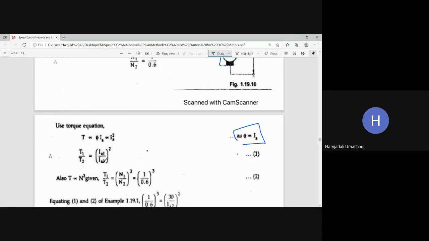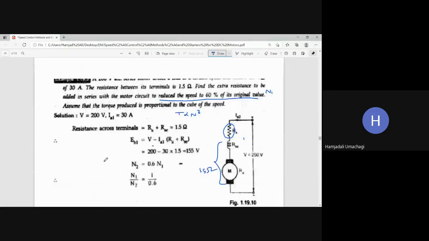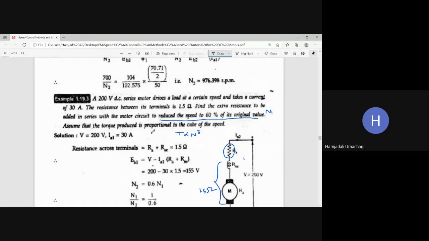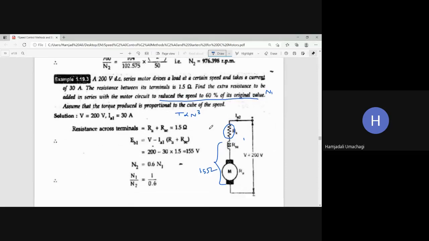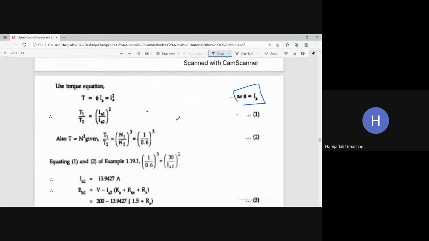But here in the problem statement, they have given the condition to assume torque is directly proportional to the cube of the speed. T is directly proportional to N cube. Based on this, I can write T1 directly proportional to N1 cube. Similarly, T2 directly proportional to N2 cube. Yes or no? This is the given condition. For the first speed, torque is T1, and for the second speed, torque is T2.